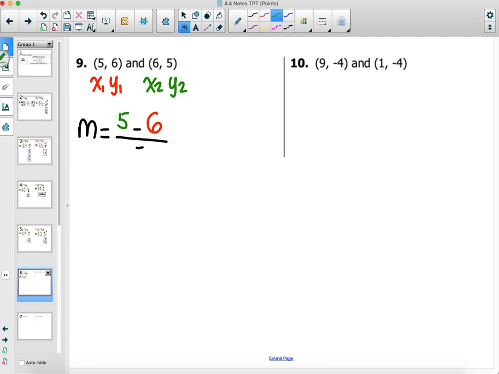Bottom, x2 is a 6. x1 is a 5. This simplifies to 5 minus 6, which is -1. 6 minus 5 is 1. And negative 1 divided by 1, that just simplifies to a slope of negative 1.